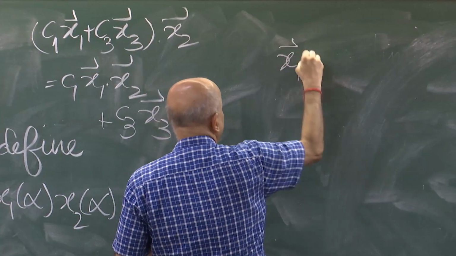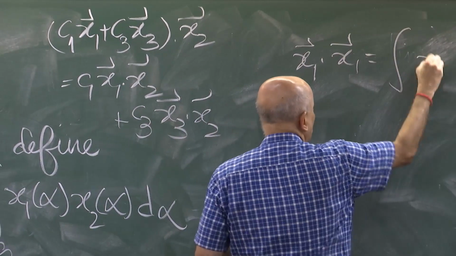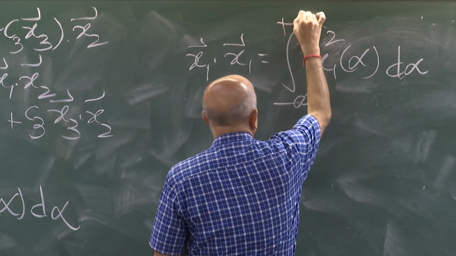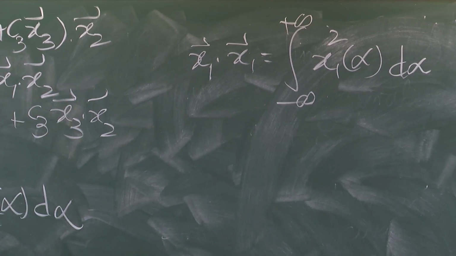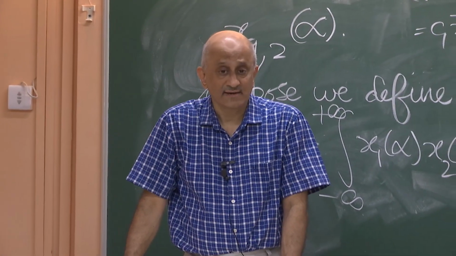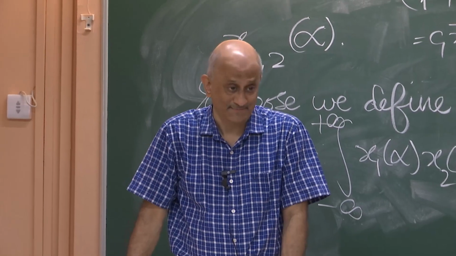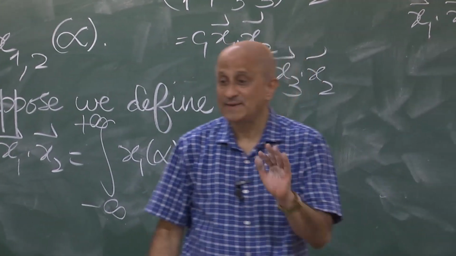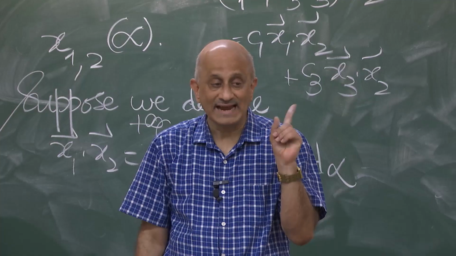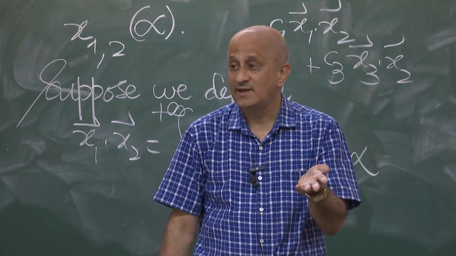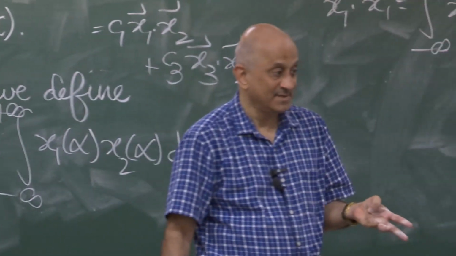So, if I use this definition of the dot product, what would happen? x1 dot x1 would be the integral of x1 squared of alpha d alpha. But the integrand here is complex. When a complex integrand is integrated, it is not necessary it will give you even a positive number. You see, the magnitude squared must be a non-negative number. It cannot be complex. So, the integral of x1 squared alpha over all alpha is not necessarily positive, you are not even guaranteed it is real. In fact, it may vary.